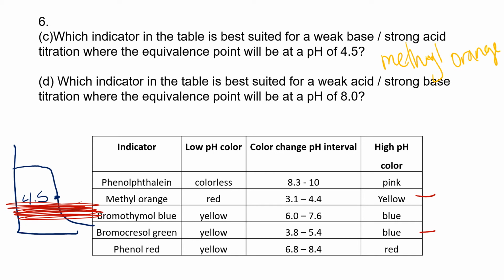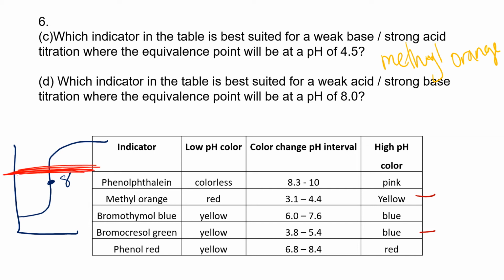Okay. And then part D says, which indicator in the table is best suited for a weak acid strong base titration, where the equivalence point is at a pH of 8. So now our titrant is a strong base. And if our equivalence point is around 8, then we need to pick a color change that's going to be right after that 8. That's where the indicator is going to change.